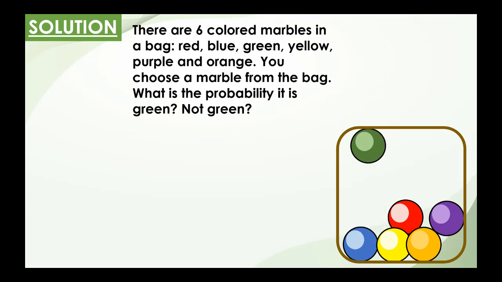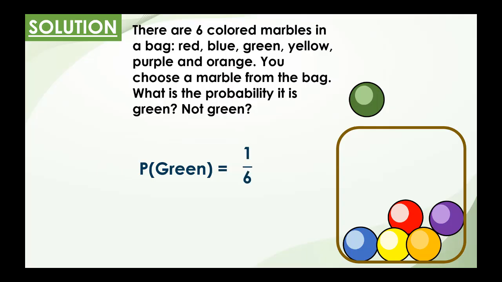So if I reached in and I pulled out this green marble, that's just 1 out of the 6 marbles, right? There are 6 different marbles I could have picked. Only 1 of them is green. So the probability of choosing a green marble is 1 out of the 6 marbles. All the other marbles in the bag are not green. That's 5 other marbles. So the probability of not being a green marble would be 5 out of 6. These situations are what we call complementary. These are complements of one another.